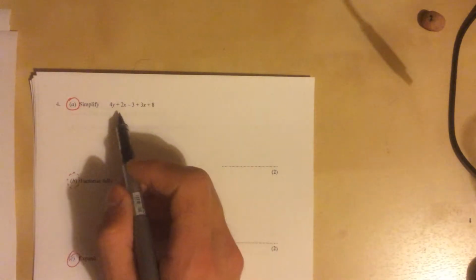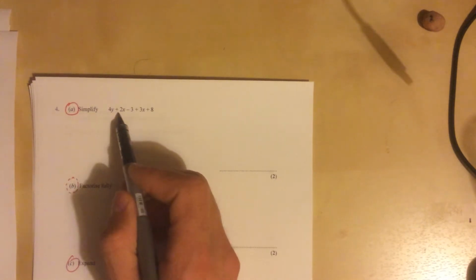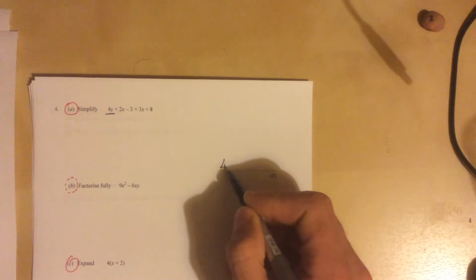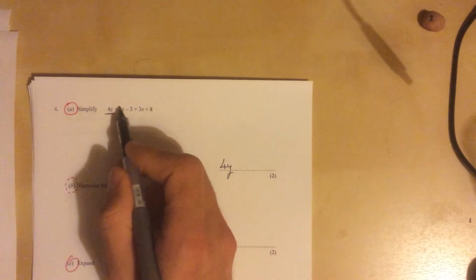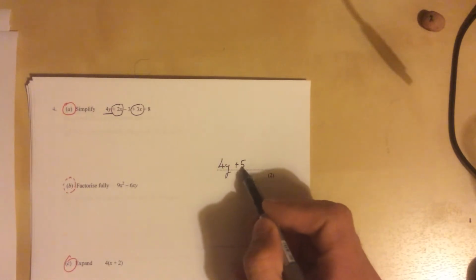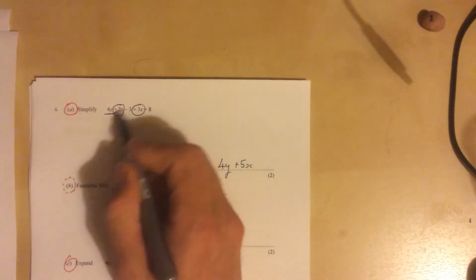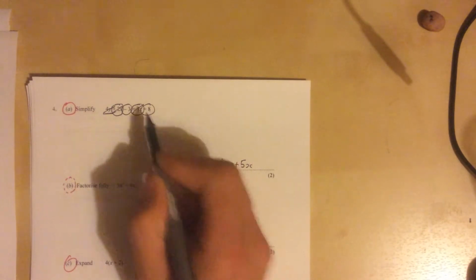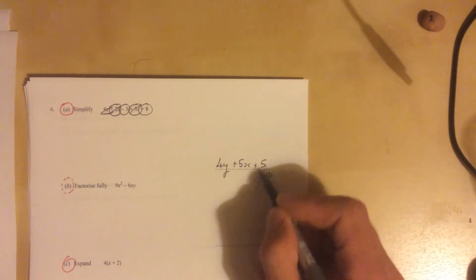Number 4, part A. Now this is a collecting like terms one. So let's deal with the y's first. There's just one y term, so just 4y. Let's deal with the x's. We've got 2 x's there and 3 x's there. That's 5 x's altogether. And then, so I'll cross them off the ones I've done. I've got minus 3 plus 8. Well, minus 3 and a plus 8 is a total of 5.